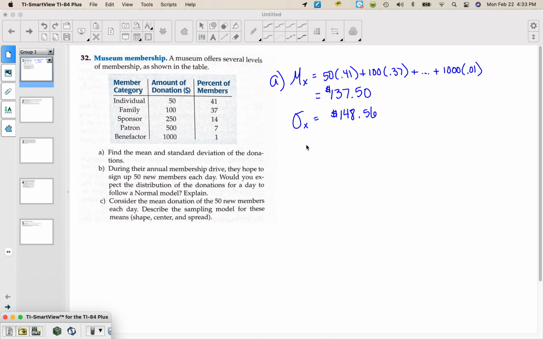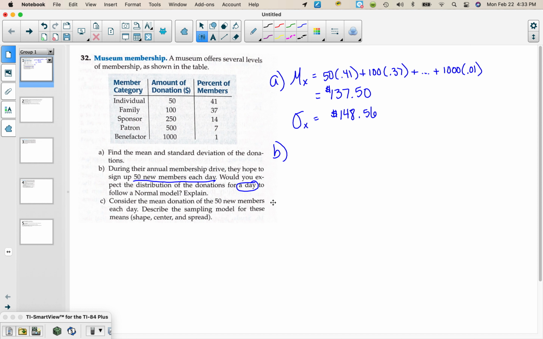So that's what we could do for the first part, to find the mean and standard deviation of the donations. Nothing new here. Part B asks, during their annual membership drive, they hope to sign up 50 new members each day. Would you expect the distribution of the donations for a day to follow a normal model? Explain. Now, we're taking a sample size of 50, so 50 new members. But the question in part B is only asking us about one particular day. So would you expect it to follow a normal model? No. And the reason why is we're just talking about one particular day.